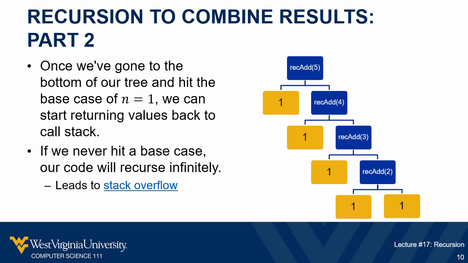So we know how to solve that now. We get recadd of 2 is 2. And then recadd of 3 is going to be 1 plus the result 2 that we got. That's going to return 3. Recadd of 4 is 1 plus the result 3 we got. We get 4. Recadd of 5 is 1 plus the result 4 we got. And that's going to be 5.